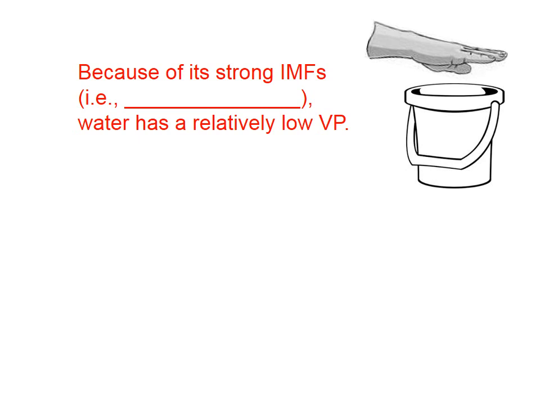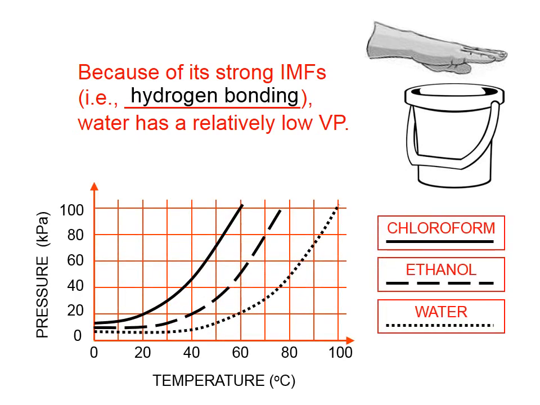Because of its strong intermolecular forces, water has a relatively low vapor pressure. Now, what's the most important intermolecular force in water? And that, of course, is hydrogen bonding. We have a graph here of three substances, chloroform, ethanol, and water, and you can see for each of those, as the temperature increases, the vapor pressure increases. That was the statement at the bottom of the last slide. And you can also see that of these three, water has the lowest vapor pressure.